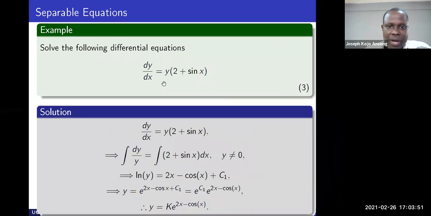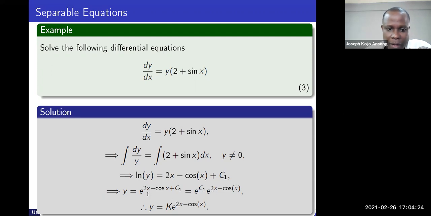Here's another one: dy/dx is equal to y times 2 plus sine x. Again, this is separable. y is like our h of y, and 2 plus sine x is like our g of x, so it's easily separable. I just divide through by y, take the dx to the other side of the equation, and integrate both sides. We can integrate this: the left side is just ln y, and the right side is 2x minus cosine of x plus c1.